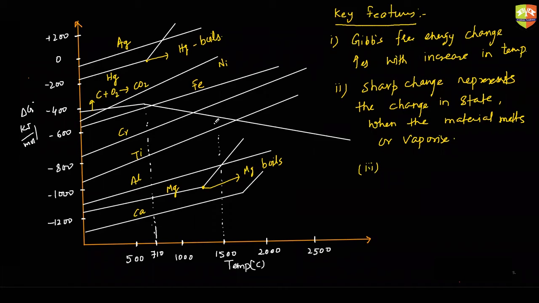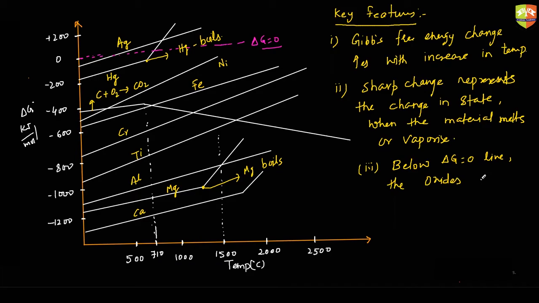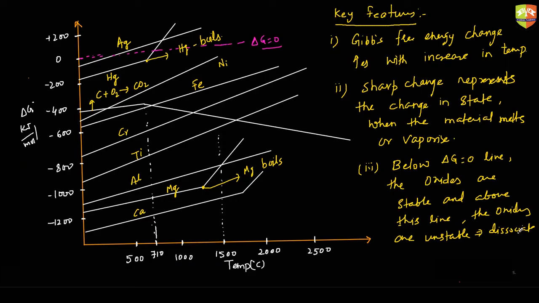Third point. Below this line, you see, below the line delta G is equal to zero. So write down: below the delta G equals zero line, the oxides are stable, because it's less than zero. And above this line, the oxides are unstable. Unstable means it dissociates into the metal and oxygen further.